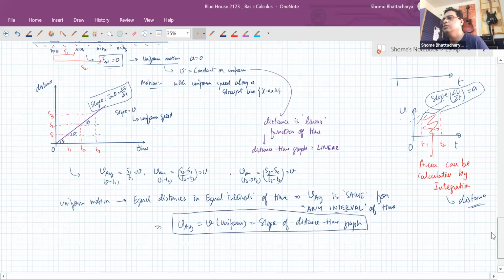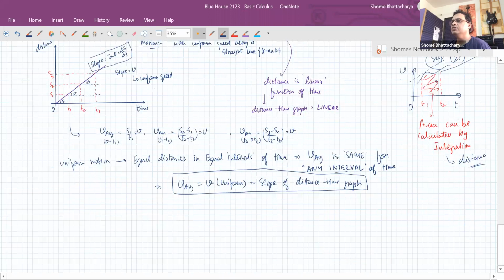So finally, one important implication of this is that because the speed is uniform, therefore the instantaneous speed is also uniform. So in the case of this situation, the instantaneous speed can be calculated as total distance divided by total time.